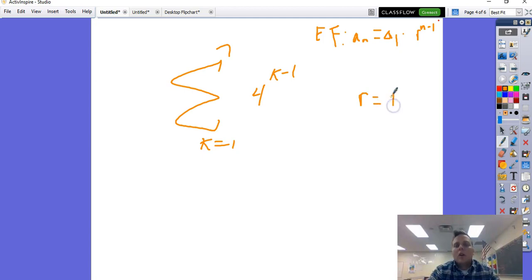There are a couple different ways to get the first term. The first term is simply the number multiplying to r.